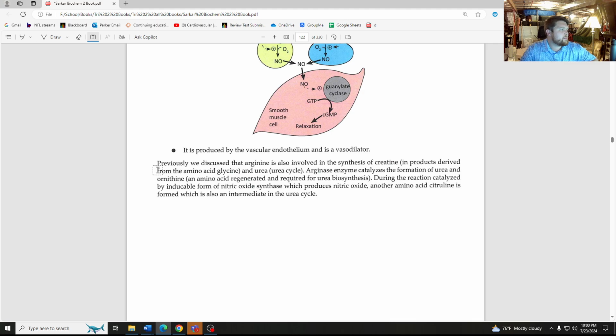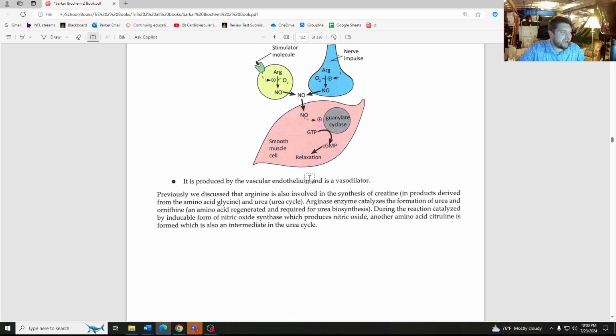Last little tidbit. Previously, we discussed that arginine is also involved in the synthesis of creatine, in products derived from the amino acid glycine, and urea in the urea cycle. The arginase enzyme catalyzes the formation of urea and ornithine, an amino acid regenerated and required for urea biosynthesis. During the reaction catalyzed by the inducible form of nitric oxide synthase, which produces nitric oxide, another amino acid, citrulline, is formed, which is also an intermediate in the urea cycle.